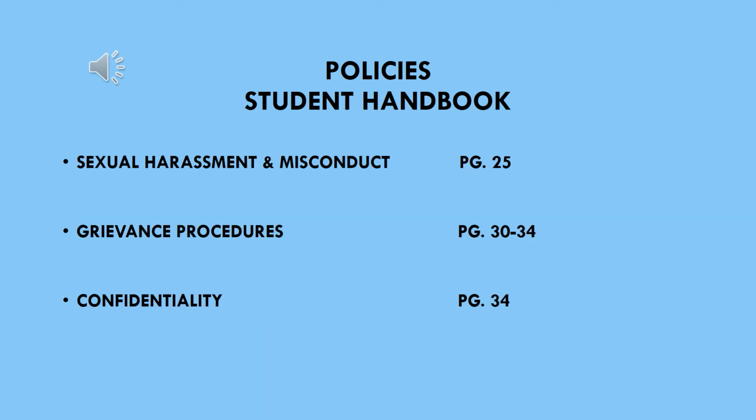The sexual harassment and sexual misconduct policies of John A. Gupton College can be found in the student handbook on page 25. John A. Gupton College will not tolerate sexual harassment of any form. Relationships involving sexual harassment or discrimination have no place within the college.